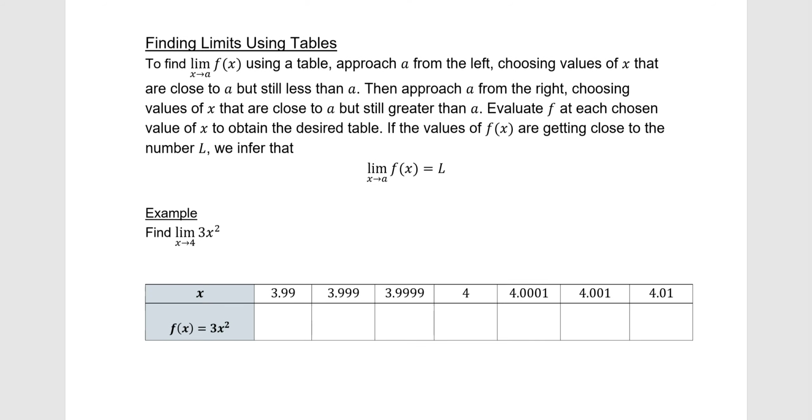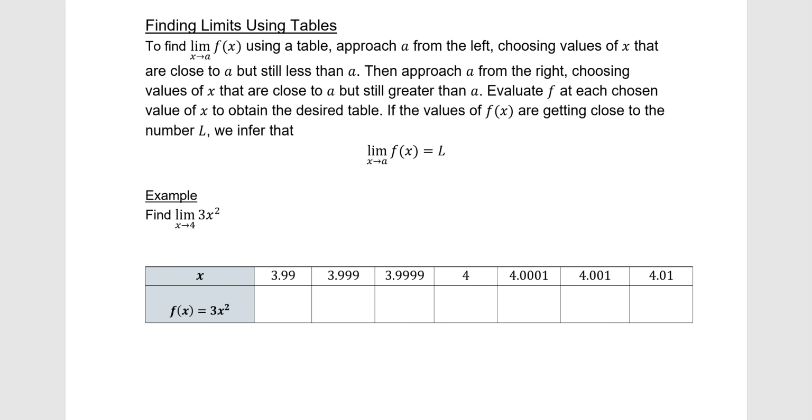Okay, so what we just did is we found the limit using the table, and let's do a couple more examples with the same method. To find a limit using the table, we're going to choose values of x that are close to a, but still less than a. And then we're also going to choose values that are close to a, but just a little bit larger than a. So we're going to choose values of x to the left and to the right, getting closer and closer to it.